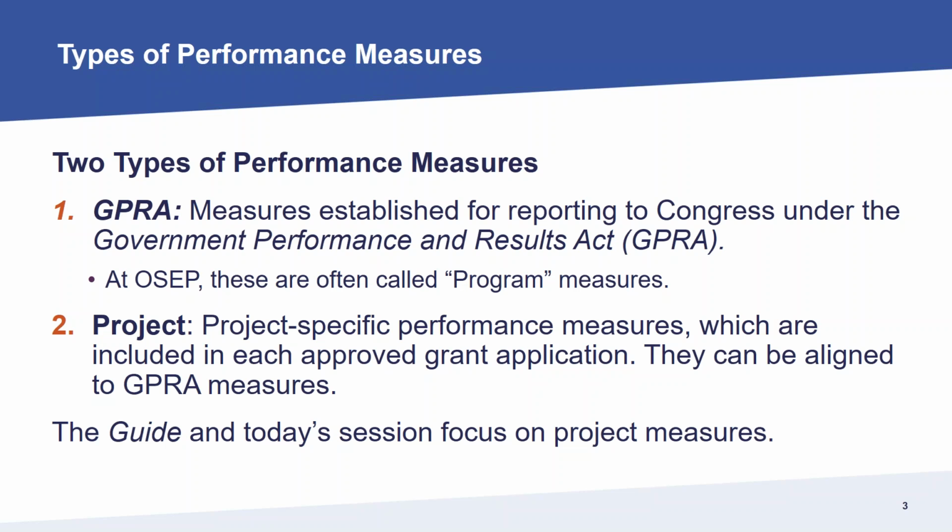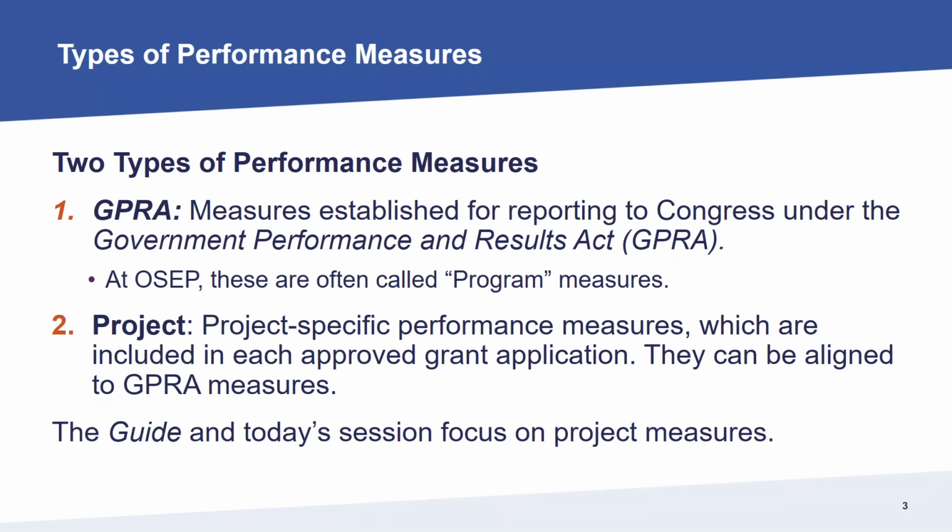Private sector companies, nonprofit organizations, federal and state grantees, and other entities regularly use quantitative metrics or performance measures to track, monitor, and report performance. There are two main types of performance measures: Government Performance and Results Act, or GPRA measures, and project measures. GPRA measures are designed to evaluate overall performance of a program, for example, technical assistance and dissemination, or parent information centers, not individual projects. Federal programs report data on these measures to Congress.